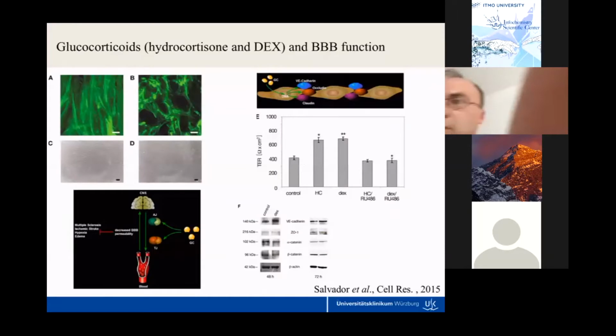What we've done so far, we are working on cell-based models, where we're trying to set up some assays to measure some dynamic properties of the substances, like the permeation of the substances through different barriers.